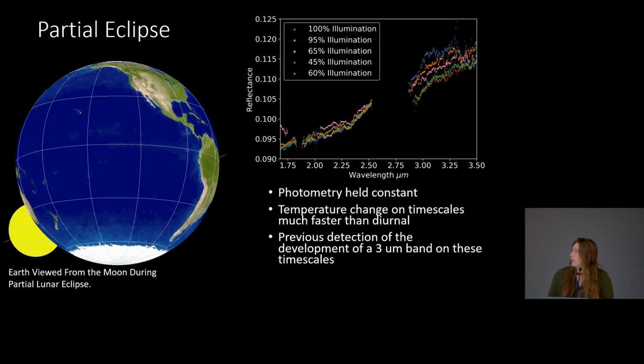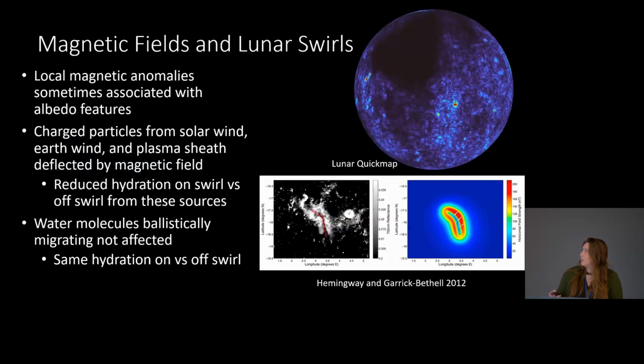So to distinguish between what mechanisms we think are developing this 3-micron band on these rapid timescales, I am also going to use local magnetic anomalies on the lunar surface. So I'm going to be using the bright red blob in the middle of the moon on that top graph. That's the Airy swirl.